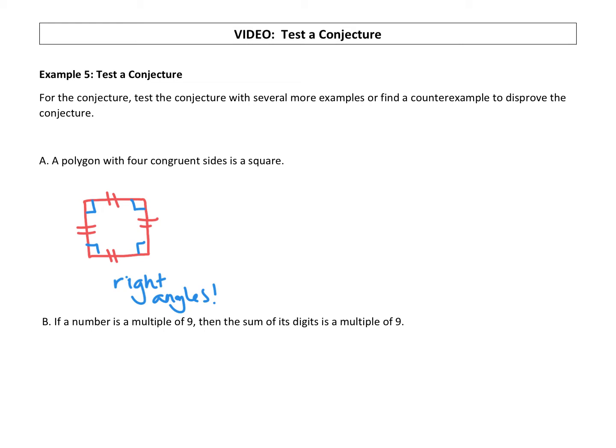And that's where, I'm not sure how familiar you are with all of your polygons yet, but let me share with you, we do have another polygon that has 4 congruent sides, but does not have right angles. This is called a rhombus.